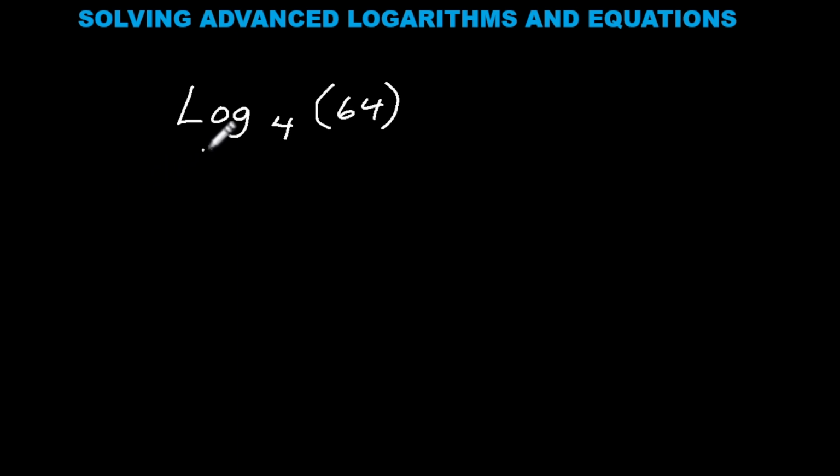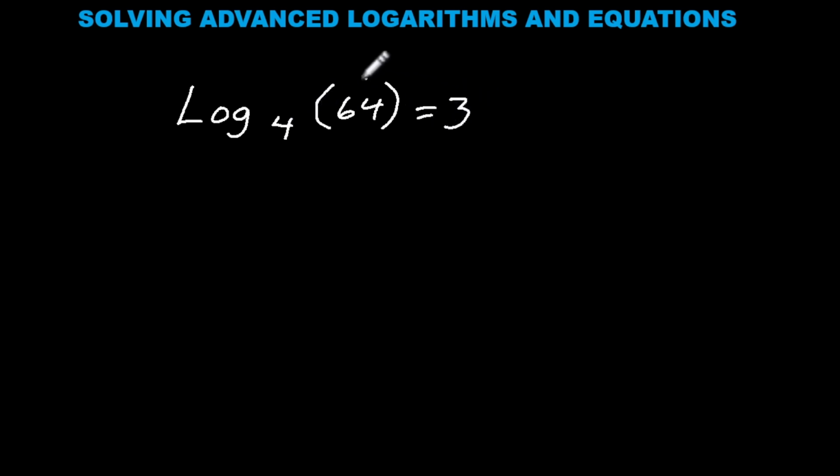In the last video, we learned that log to base 4 of 64 is asking what exponent do I raise the 4 to get it to a 64, and 4 to the third power is 64. So that's the answer to this.